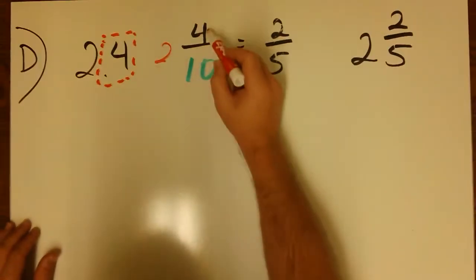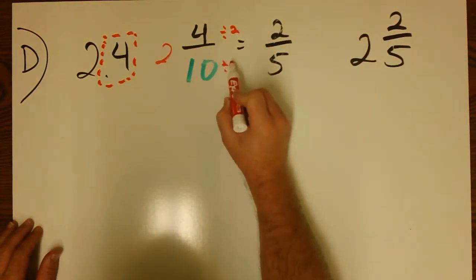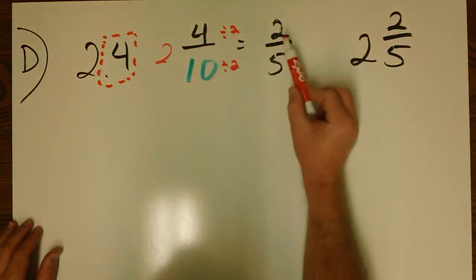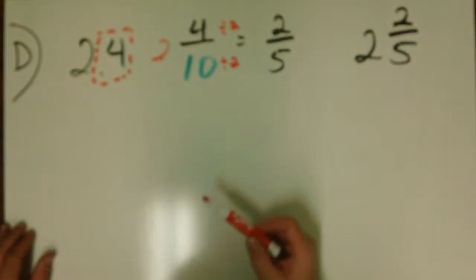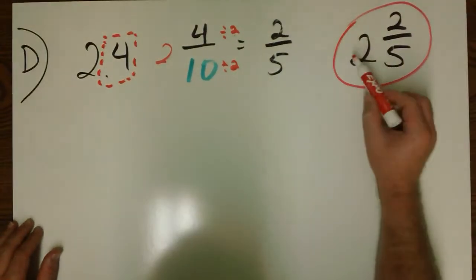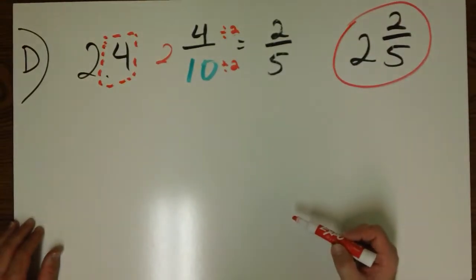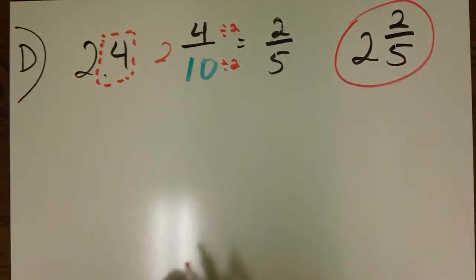But we can reduce that 4/10 by dividing by the greatest common factor, again, of 2. 4 divided by 2 is 2. 10 divided by 2 is 5, so that becomes 2/5. So our final fraction is 2 and 2/5. So 2.4 in the fraction form is 2 and 2/5.